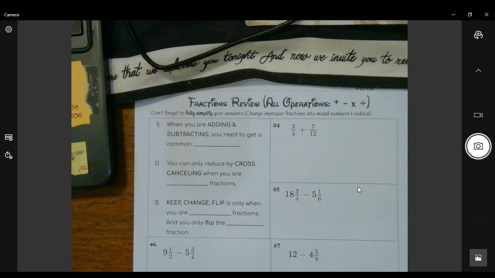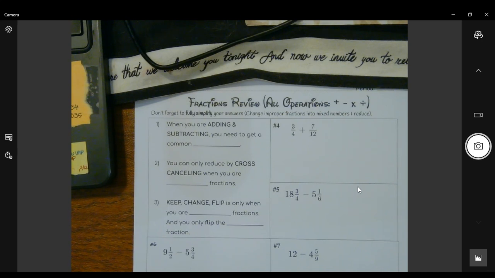Hello, my little mathematicians. Today we're going to be doing our study guide reviewing fractions, all operations: adding, subtracting, multiplying, and dividing, which means you know all of this. So please feel free to try it, pause the video, try it, and then unpause it and come back and join us at any point.